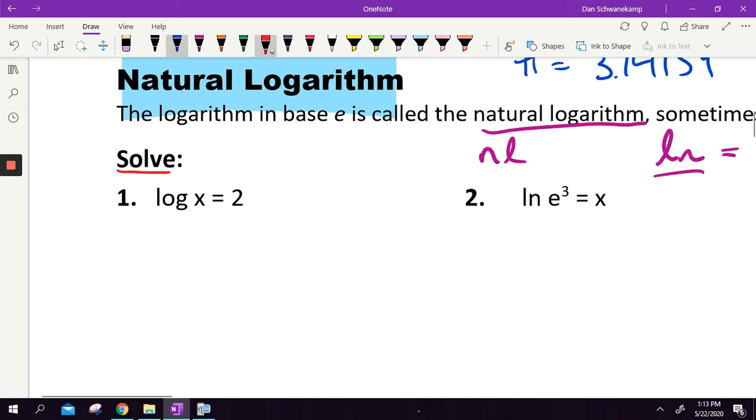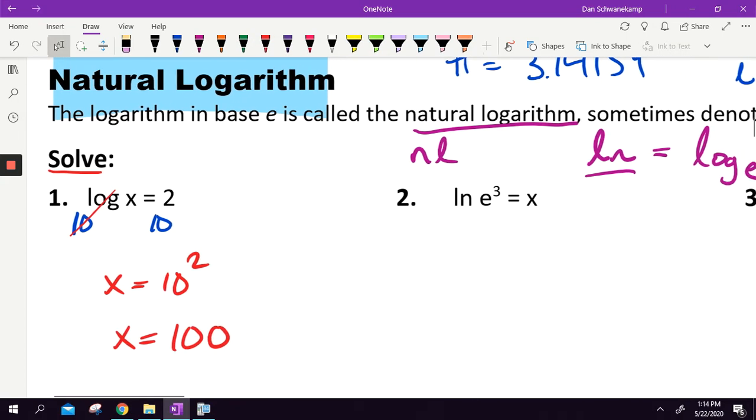But if it's log of x, to get rid of the log, we are going to use 10, because remember, if you just see log, there's a base of 10. So I'm going to raise both sides to 10 to that power. 10 and log base 10 are going to cancel. And then over here, it's 10 squared. Well, what's 10 squared? 10 squared is 100. Done.